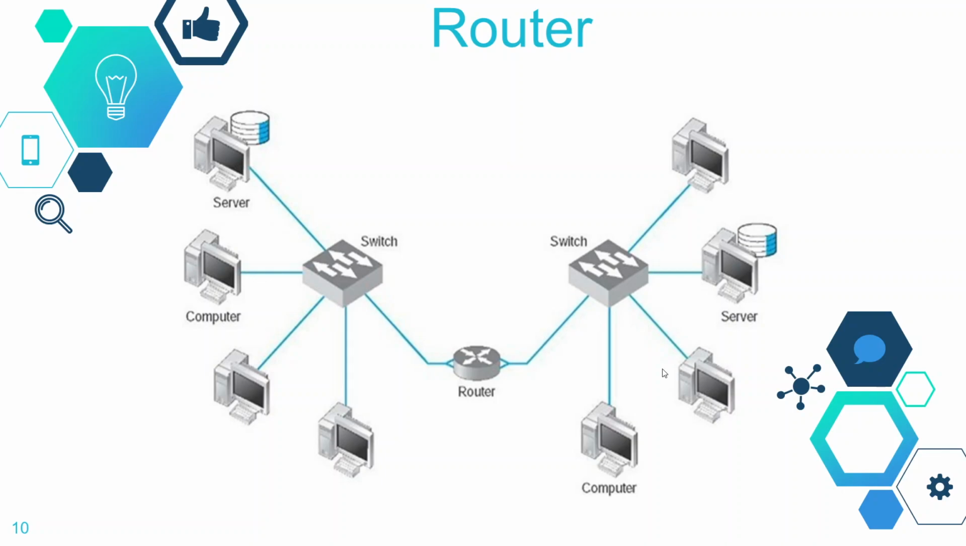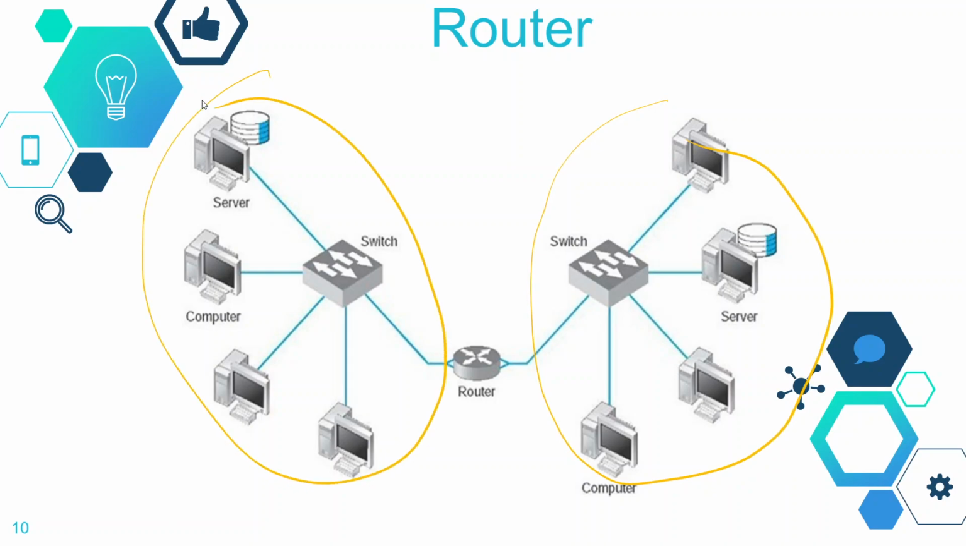So this is a typical diagram of a router. Here again we can see, let's suppose that this is a LAN. Again, this is another LAN, and in order to communicate between two different LANs, what we need is a router. Without a router, these two LANs cannot communicate with each other.